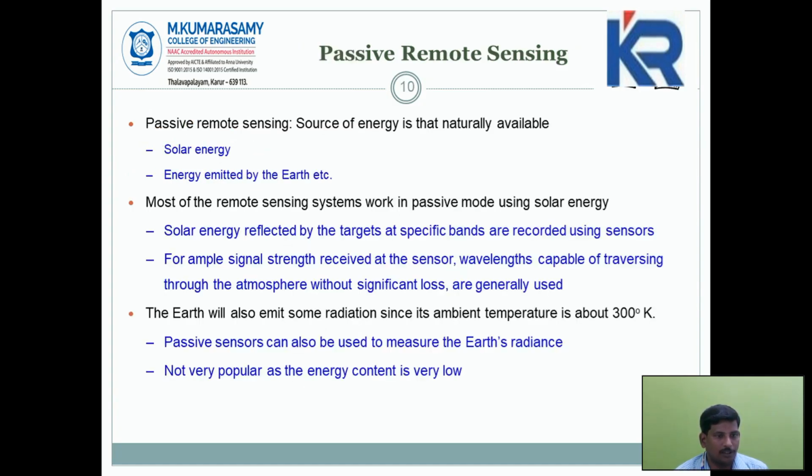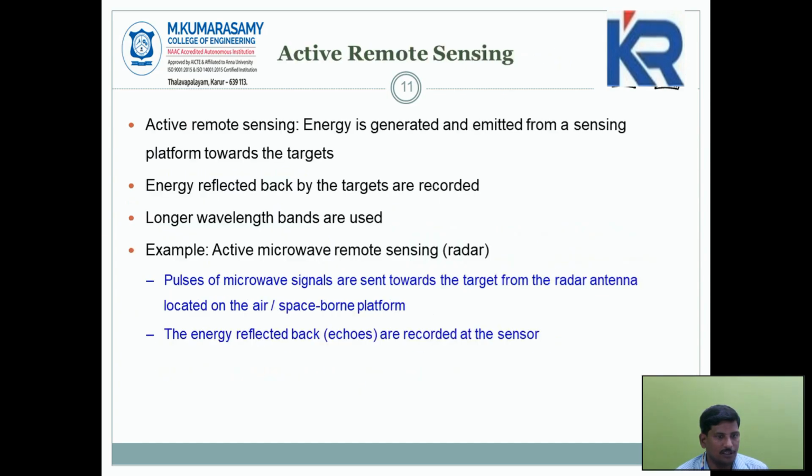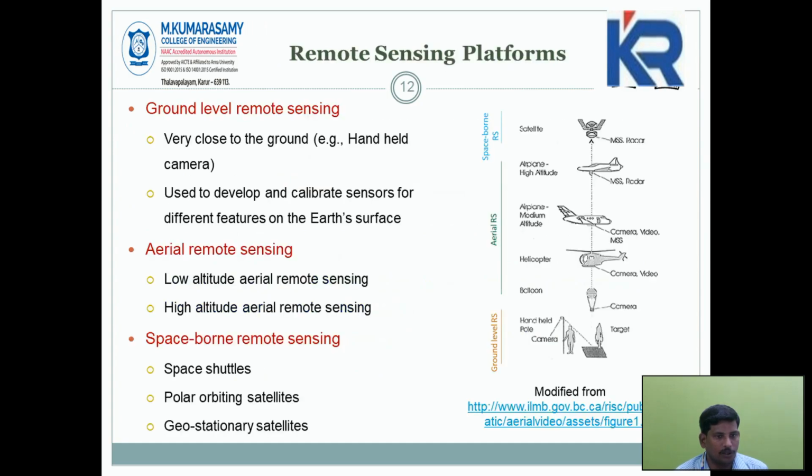These are some of the sources of energy available for passive remote sensing technology. Similarly for active. So what are the platforms? Based on the remote sensing technology, there are ground level, aerial, and spaceborne platforms. It depends upon the altitude at which we measure the object, whether at ground level very close to the ground, with calibrated sensors on different surface features. Aerial may be low or high altitude. Similarly, there are space shuttles, polar orbiting satellites, and geostationary satellites.